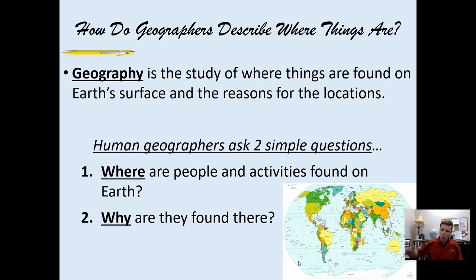Chapter 2, population. Where is the world's population, and why is it there? Chapter 3, migration. Where are people moving to, and why are they moving there? Where are people moving away from? Why are they moving away from there? And we could just keep going on down the line.